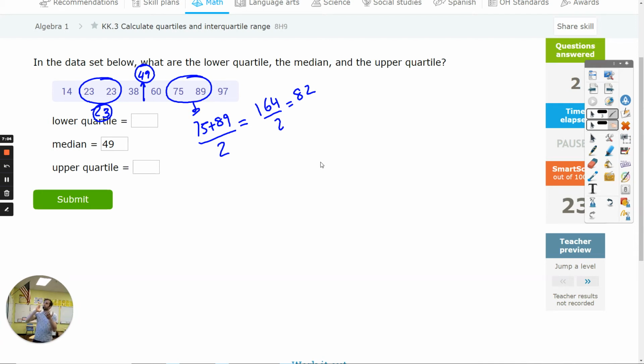So with the upper quartile though, I added them together and divided by 2 because I didn't know what it was going to be equal to. So this was the type of question that I was talking about. This is going to be the hardest one. I'm not sure if it is hard at all, but this is the most tedious one. Let me put it that way.